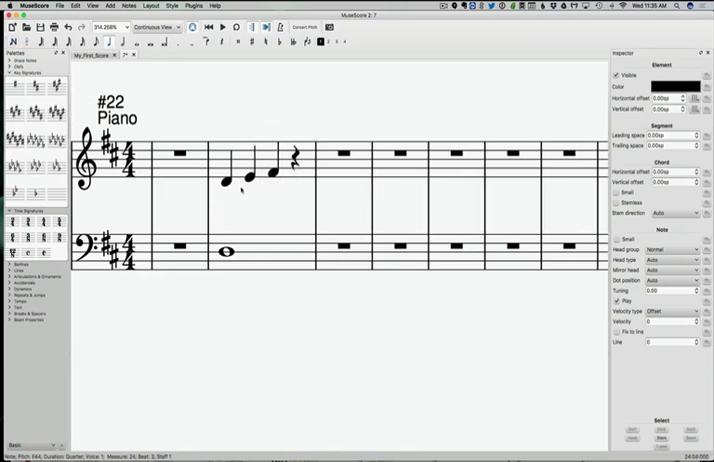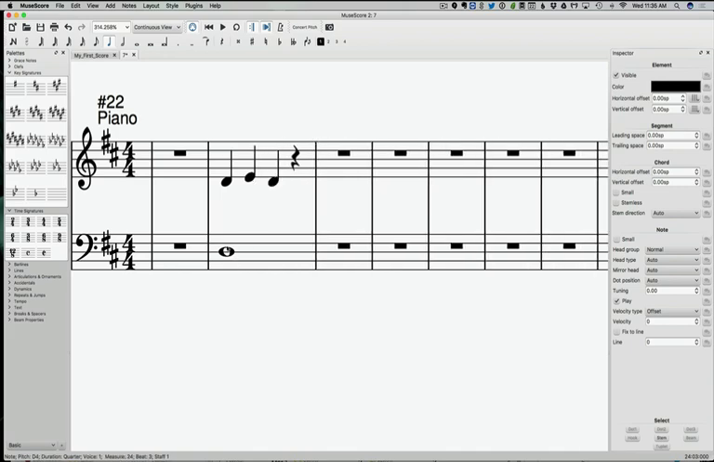So passing tone. This is a consonant. This is a D to a D. This is a D to an F sharp here, a third, another consonant. This is a D to an E. That's a second. That's a dissonance. But we just pass through it. That's a passing tone. That's okay. So passing tone.